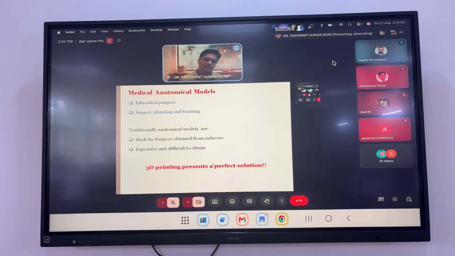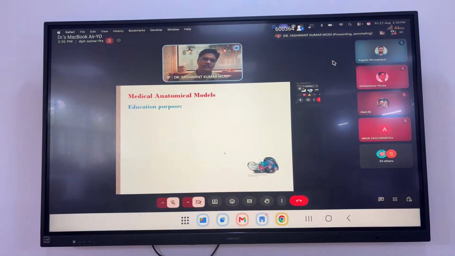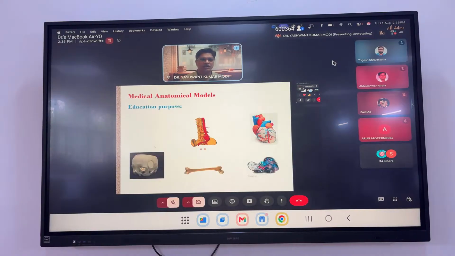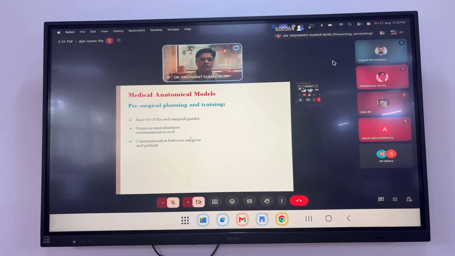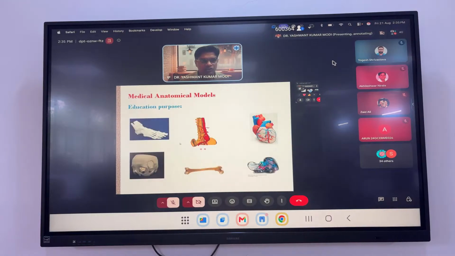So 3D printing is a perfect solution for this. Here we can see some examples of the models that are being used for educational purposes. Here you can see a foot model, a skull model, a spine model, the heart model, and a bone, a femur bone. This kind of model can be printed using the additive manufacturing process.